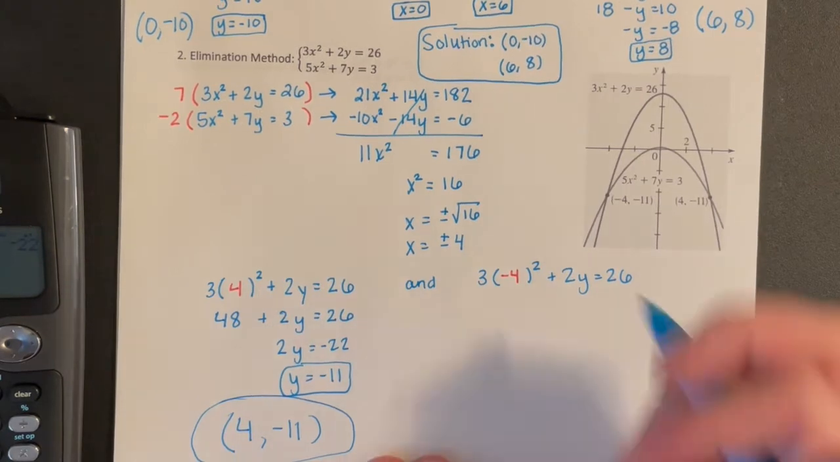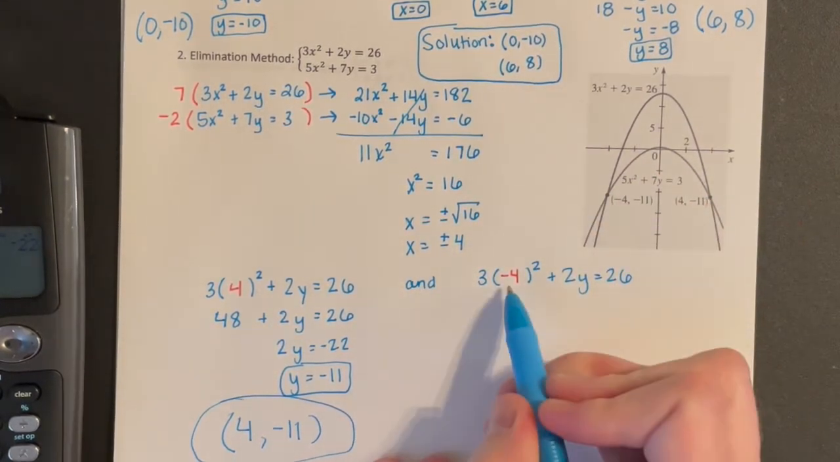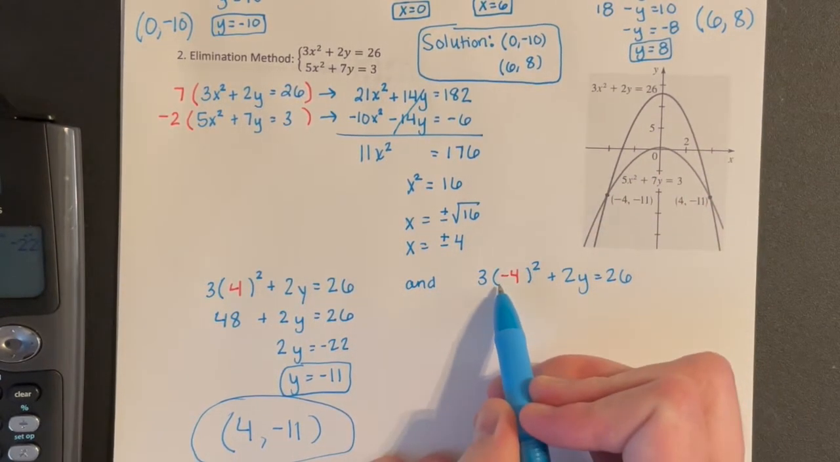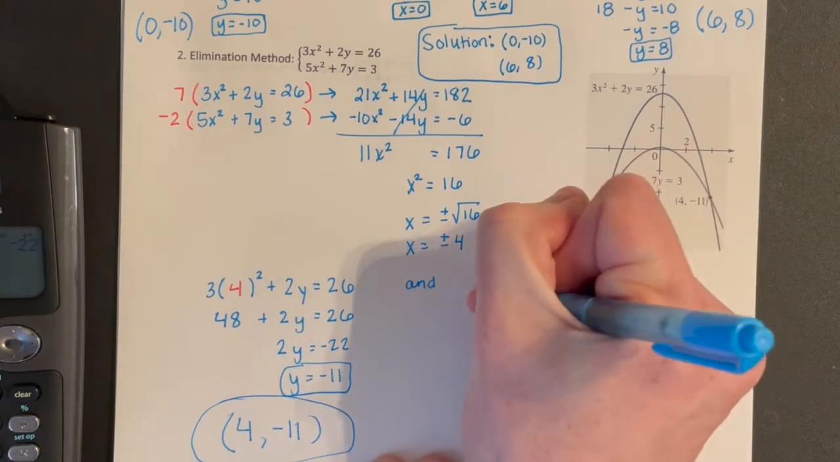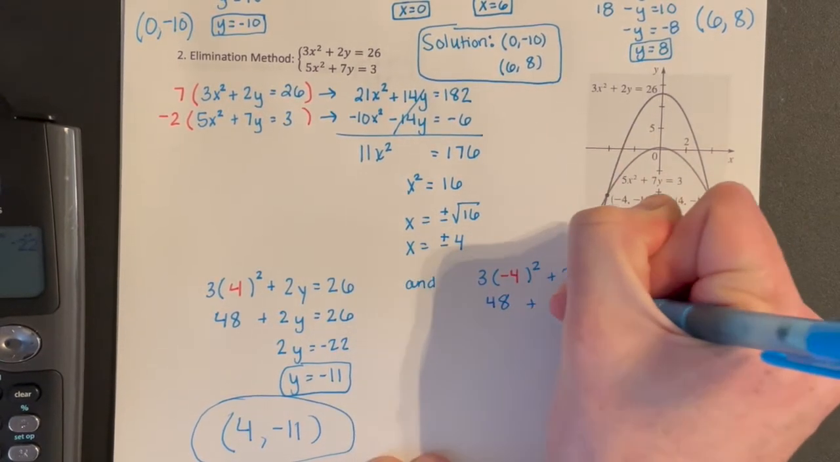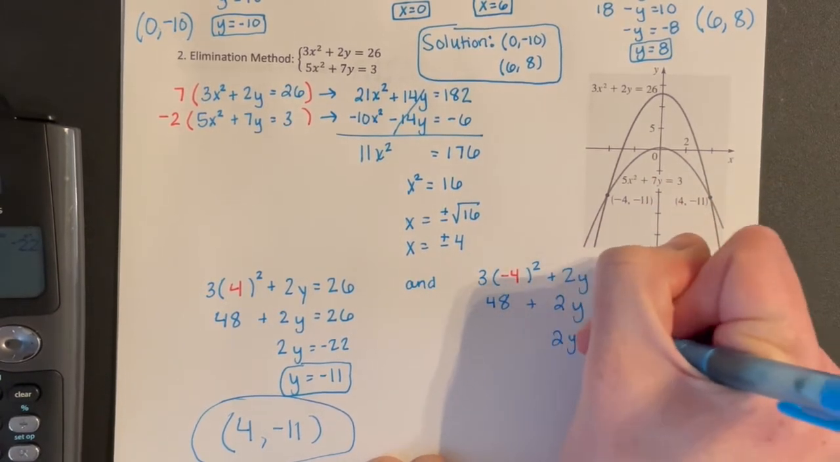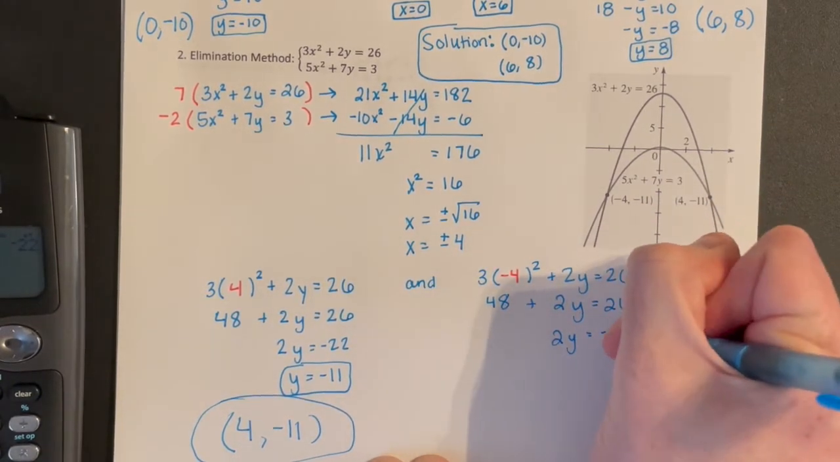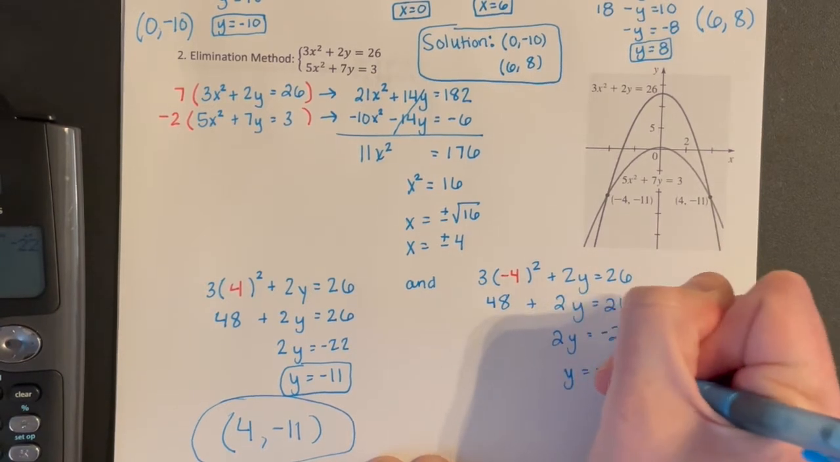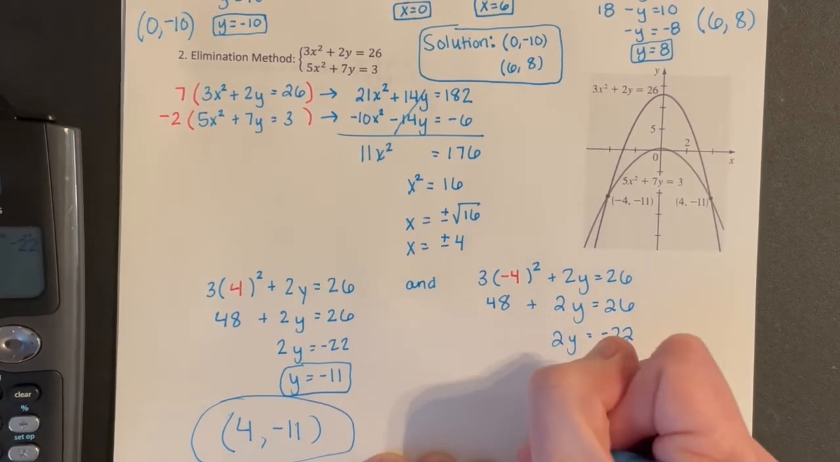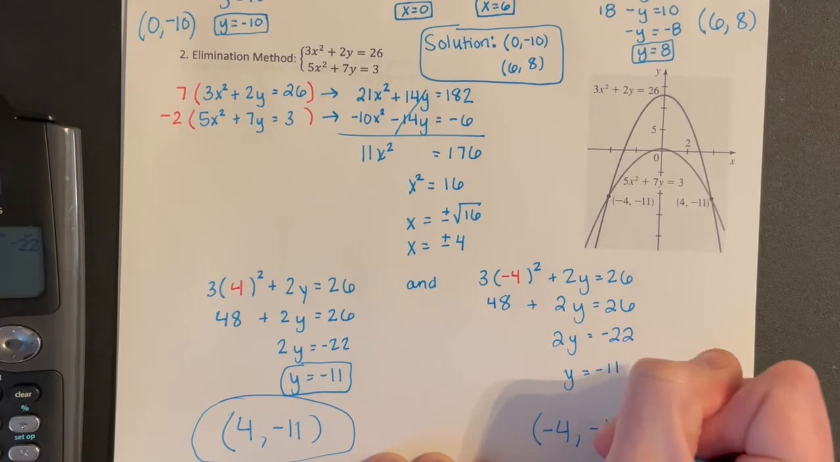The other point, I'm still going to plug this in here. The other x value was a negative 4. Well, negative 4 squared is still 16, and 16 times 3 is still 48. So we really get the same thing. If I subtract 48 again, I'm going to get negative 22. Divide, I still get negative 11. So the other coordinate is negative 4, negative 11.